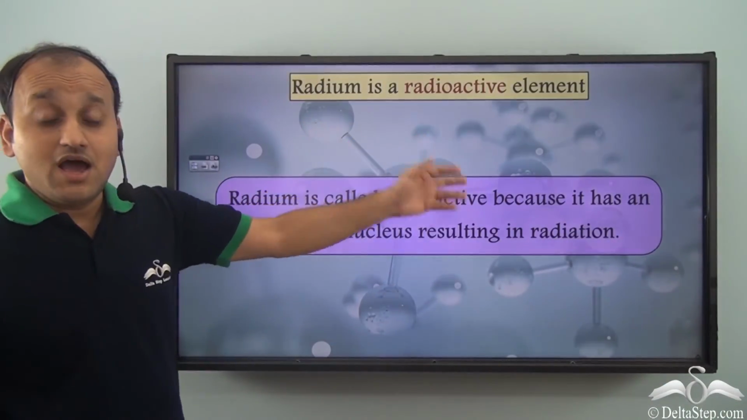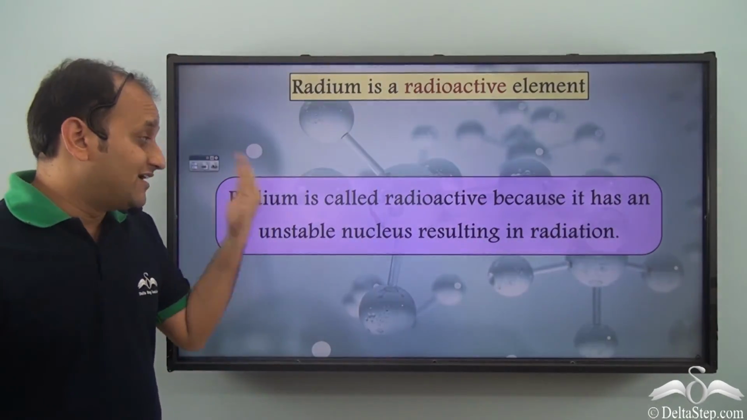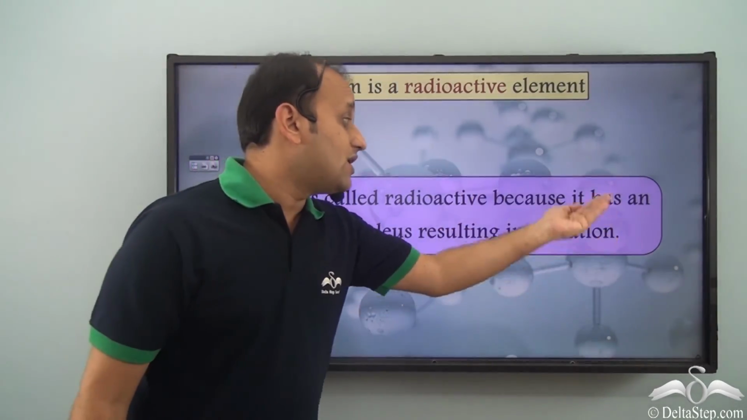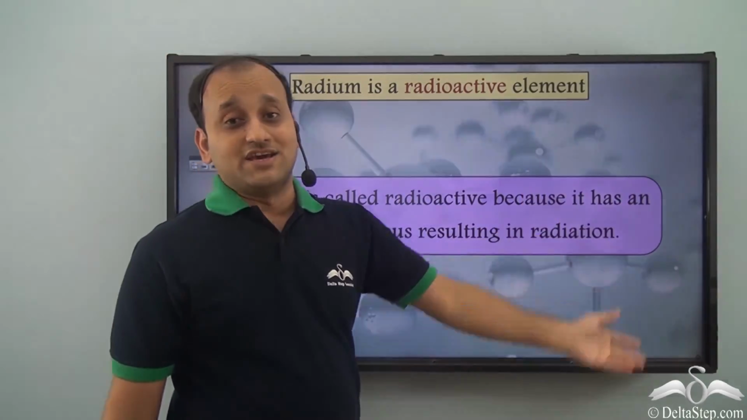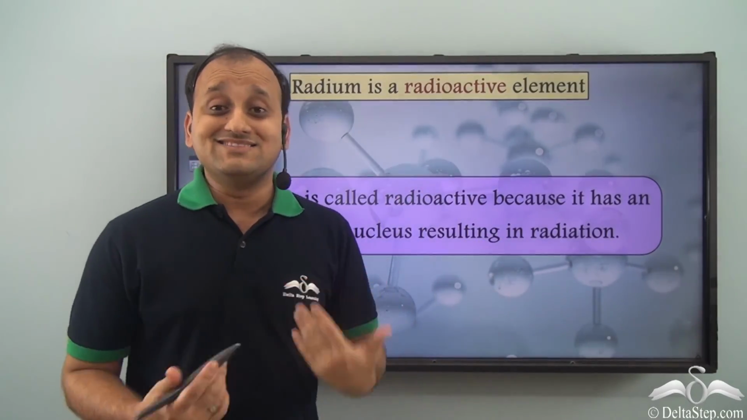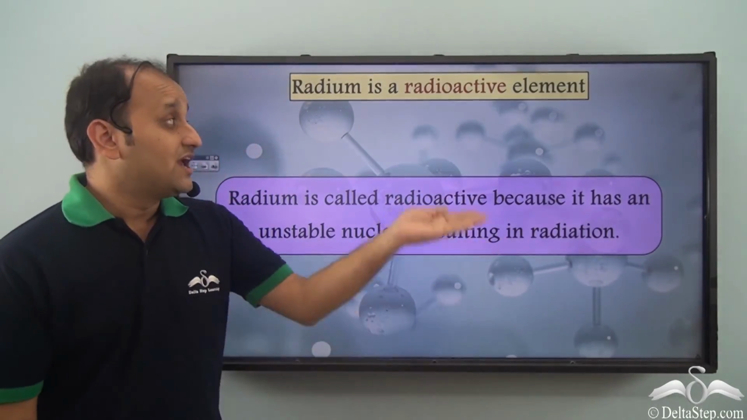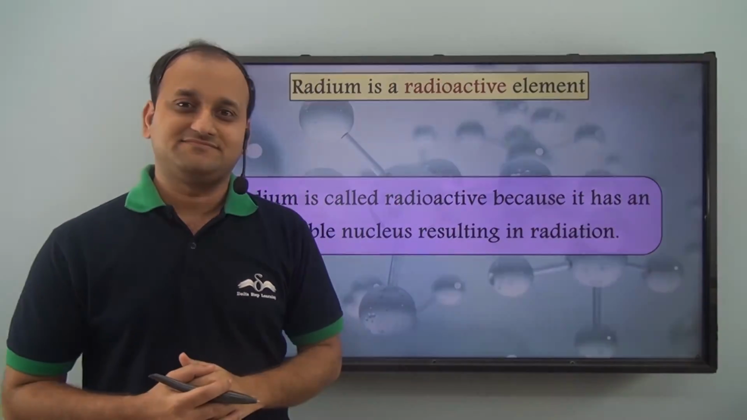So radium is a radioactive element, and radium is called radioactive because it has an unstable nucleus resulting in radiation. So any element which has an unstable nucleus resulting in radioactive radiation is called a radioactive element.